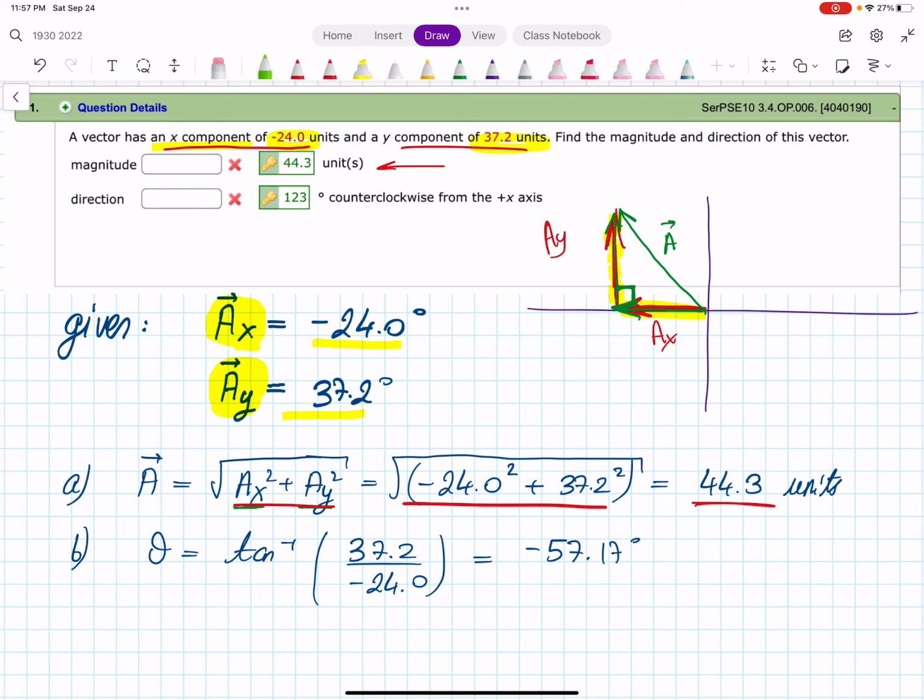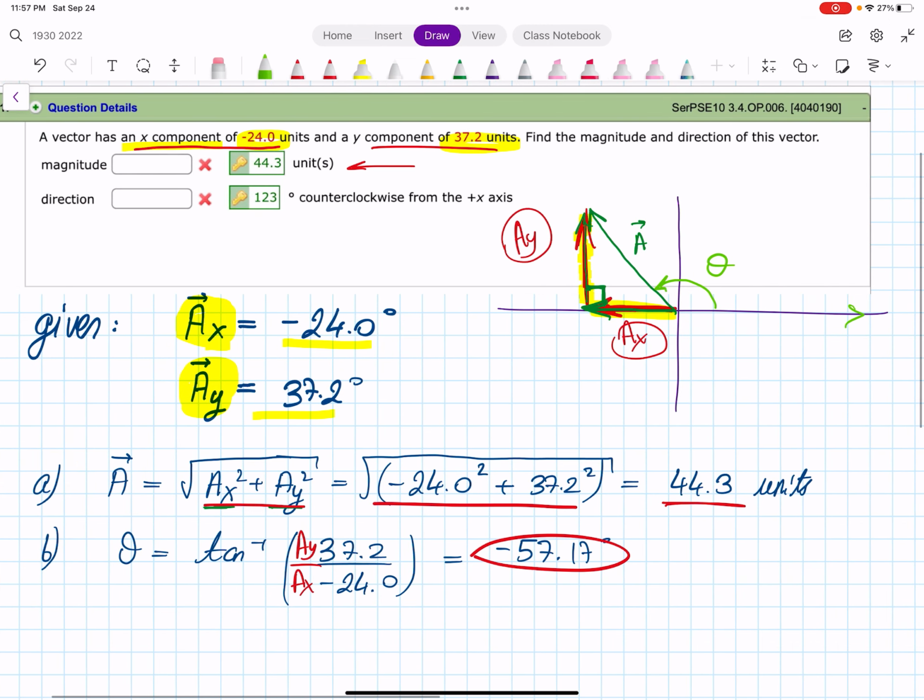How do you find the angle, everybody? So this is the angle you are looking at. We're always going from the positive x-axis, going counterclockwise. Following me? Good. Arctangent of the vertical component divided by the horizontal component. This is always the equation. You take A sub y divided by A sub x. What's the answer? Negative 57.17. I told you your calculators are not smart enough. The angle that's given to you is negative 57.17.